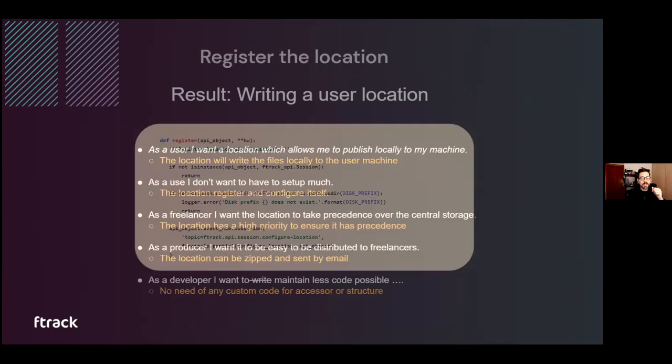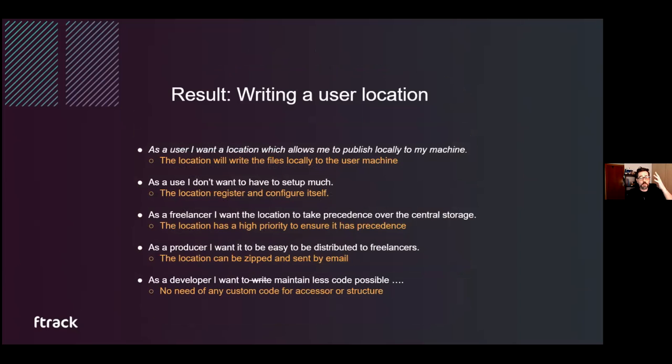Now, this is the result. We have a location that saves locally. The location is able to configure and register itself, so zero configuration. We have a location with higher priority, so it will always be first. The location can be zipped and sent by email, so my producer will be absolutely happy to do bulk emails to the freelancers. And as a developer, I can keep on being lazy because I can use what Ftrack does provide.